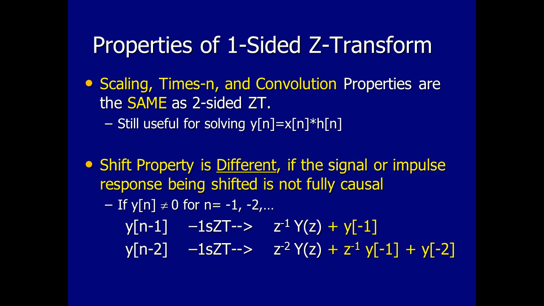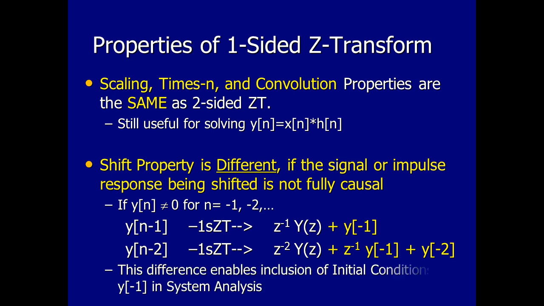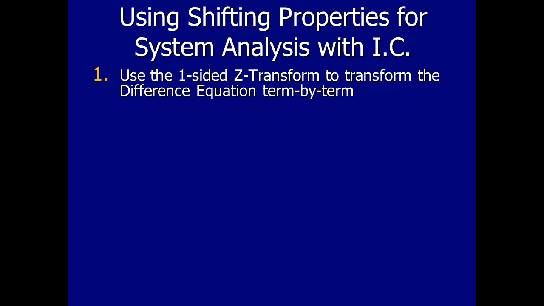So if there's a causal system that has these conditions, that's when we use this, right? And if we have a causal system with no initial conditions, I just don't even bother. If I have a relaxed system, even if we were applying this property, as soon as you tell me I have a relaxed system, those initial condition terms go away, at least in terms of h of n and the system response. Okay. And it's this extra term that's going to give us the terms we need to do system analysis now with initial conditions.